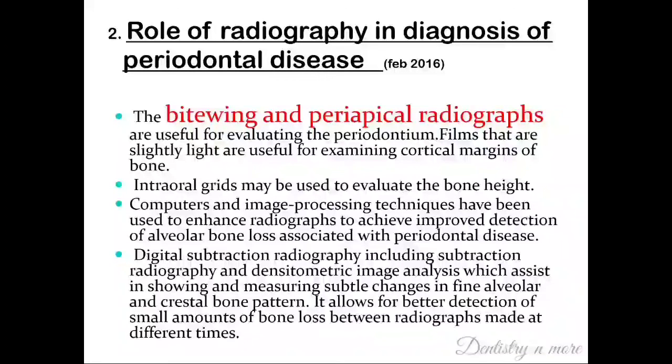The next question that can be asked under this chapter is the role of radiography in the diagnosis of periodontal diseases. You can use periapical radiographs, bitewings, as well as the orthopantomograph, that is the OPG. With OPGs we can detect generalized periodontitis. Bitewing and periapical radiographs detect localized areas, where any horizontal or vertical interdental bone loss can be seen. Under digital radiography, you have digital subtraction radiography, where subtraction radiography and densitometric image analysis help assess subtle changes in the alveolar crestal bone pattern. This allows better detection of small amounts of bone loss between radiographs made at different times.